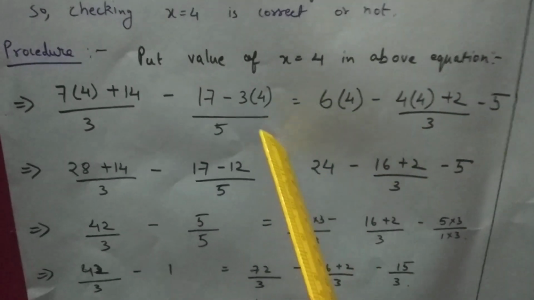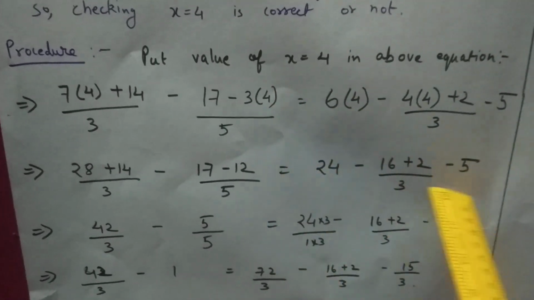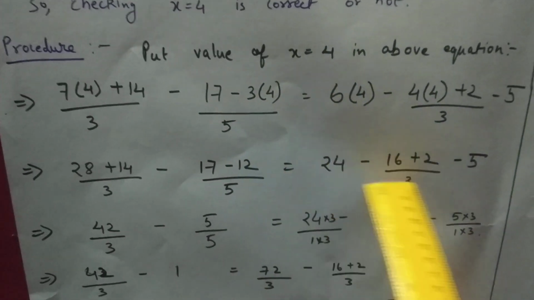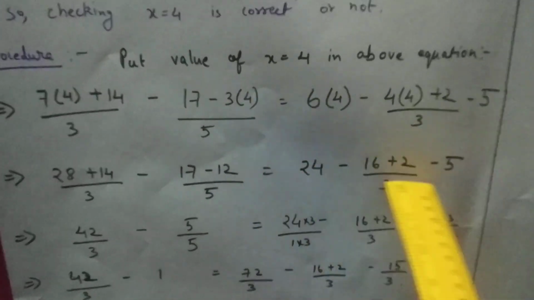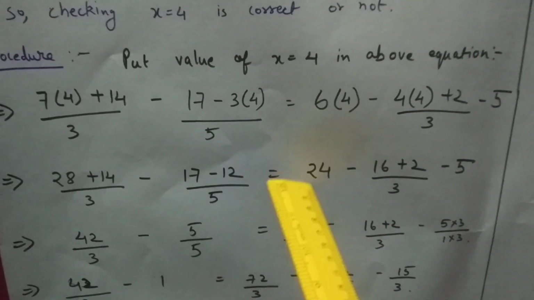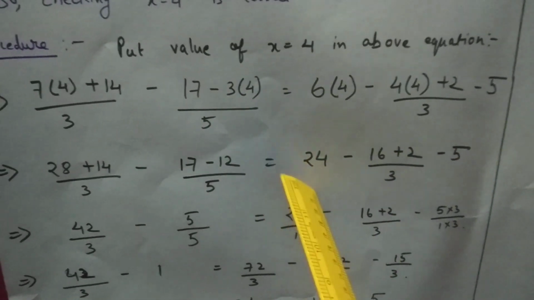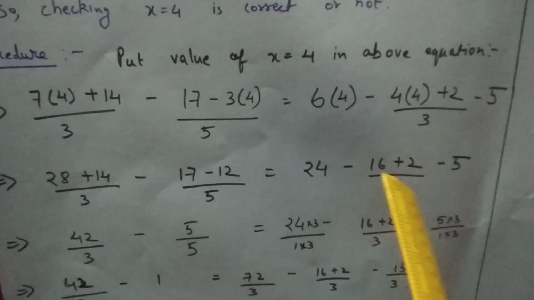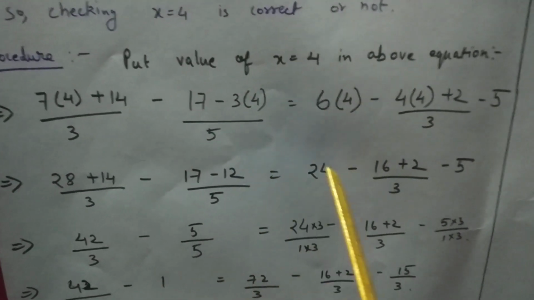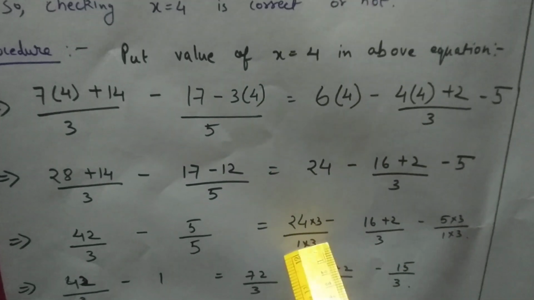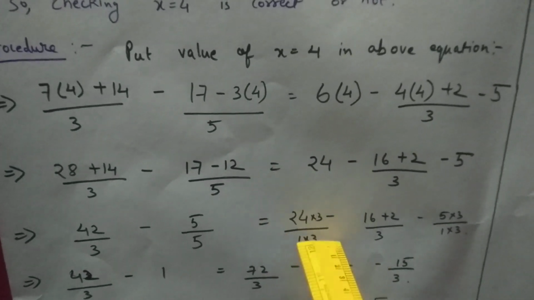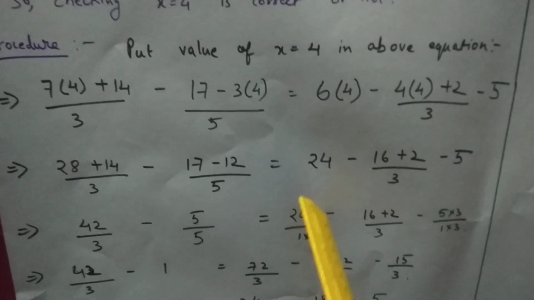Now in this RHS part, what we will do is take the denominator value in two terms. 24 has no denominator, 5 has no denominator. So we will bring the denominator 3 here, and if we want to bring denominator 3 in this term, then we will multiply both the numerator and denominator by 3.